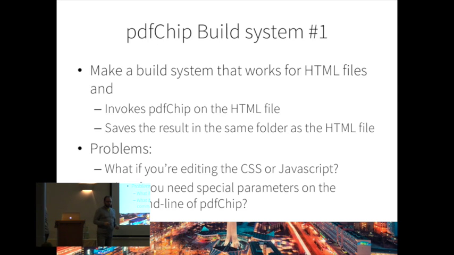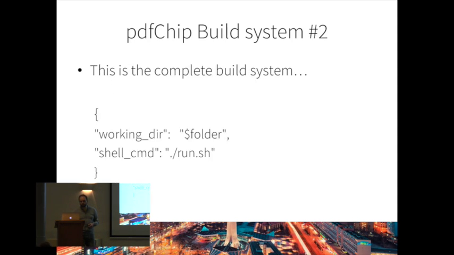The other thing that doesn't work very well is that pdfChip supports all kinds of special parameters on the command line. You can pass JSON files in there and so on. And if you make a generic build system that just looks at the HTML and compiles it with pdfChip, then that doesn't work. You can't easily pass special parameters, or you would have to change the build system for every project that you're working on. So that was a limitation that I didn't like either.